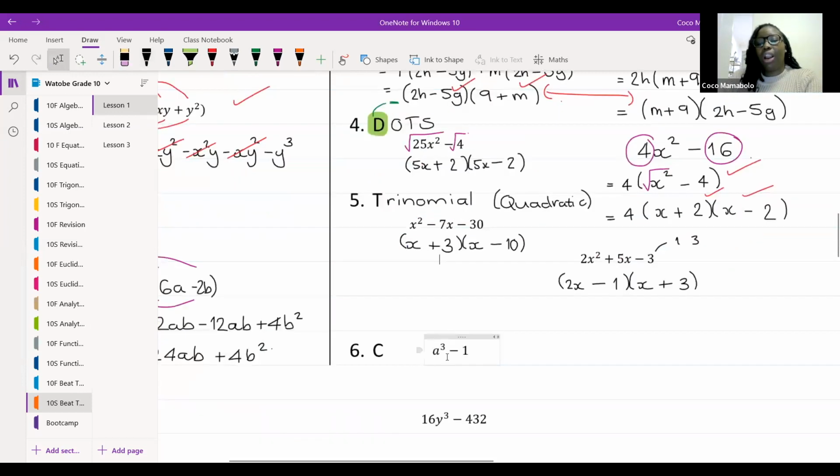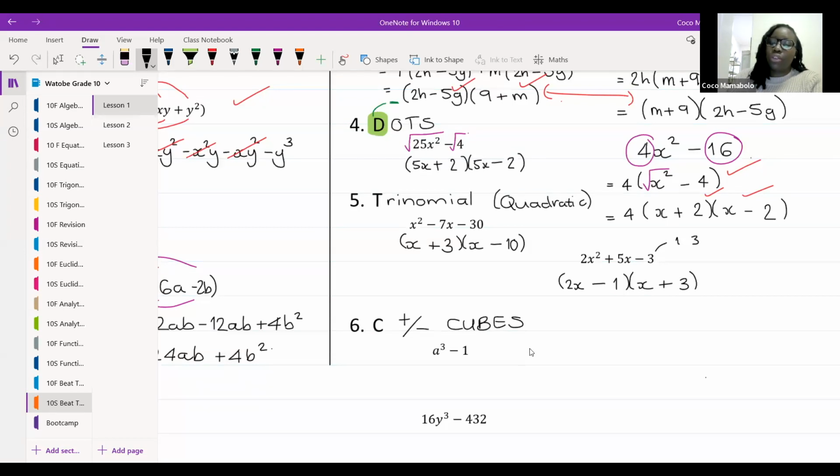All right, let's look at our last one. This is the sum or difference of cubes. I'm just going to show you guys how this one is done. I'm going to open a small bracket and a big bracket. Then I'm going to take the cube root of a cubed and the cube root of one. The cube root of a cubed is a, and the cube root of one is one. So I'm going to have a minus one here.